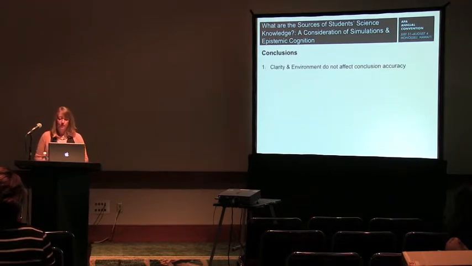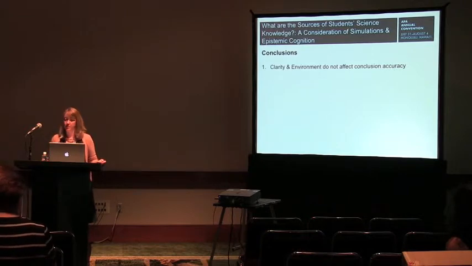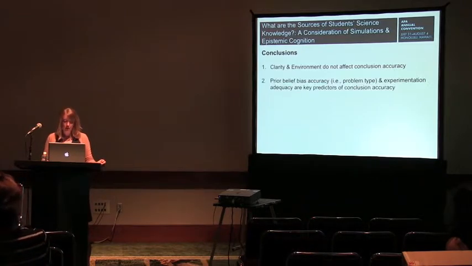So I'll walk through these conclusions, and then we do have a little bit of time for me to talk about where this is going now and how this sets up where my research is headed. The first conclusion here is that observation clarity and the interaction environment did not affect the students' conclusion accuracy. So contrary to my expectations, we didn't find the effect that we were expecting. Prior belief bias, which could also be thought of in terms of the problem type, and experimentation adequacy were actually the key predictors of conclusion accuracy.